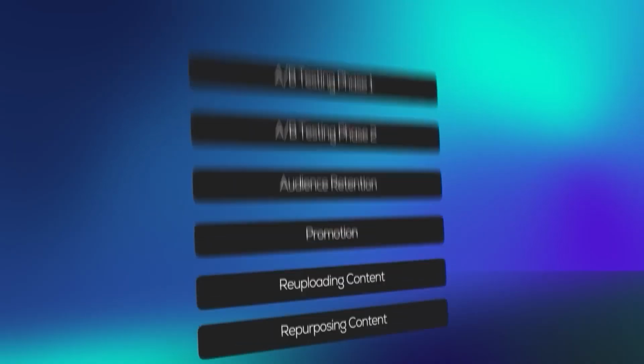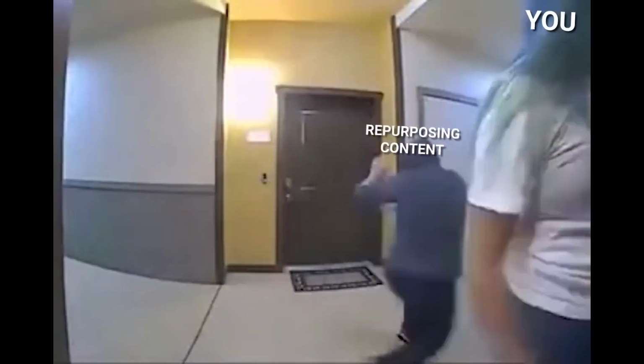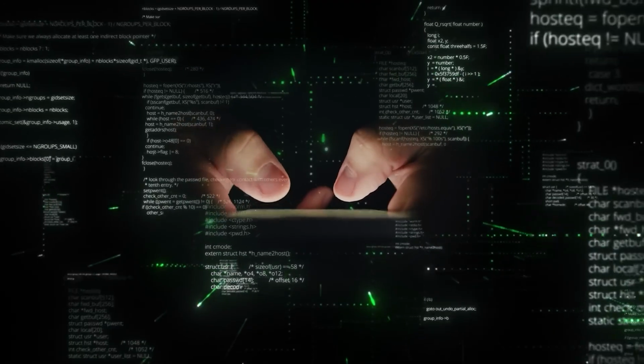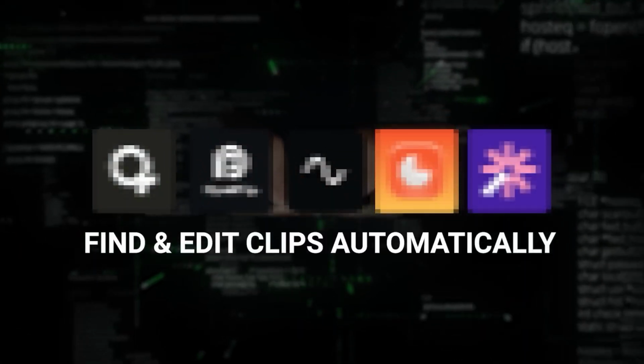And last but not least is repurposing your videos. Kind of similar concept to what we just talked about, but specifically repurposing into short form clips, which probably sounds like a pain in the ass to do, but recent advancements in AI have led to tools that actually find and edit clips from your videos automatically. My favorite tool for this is Opus Clip.